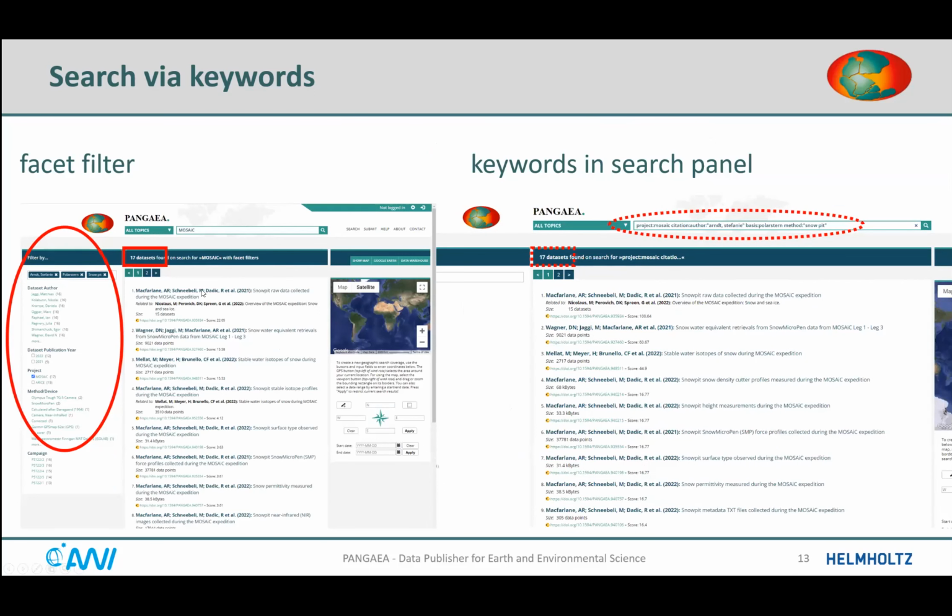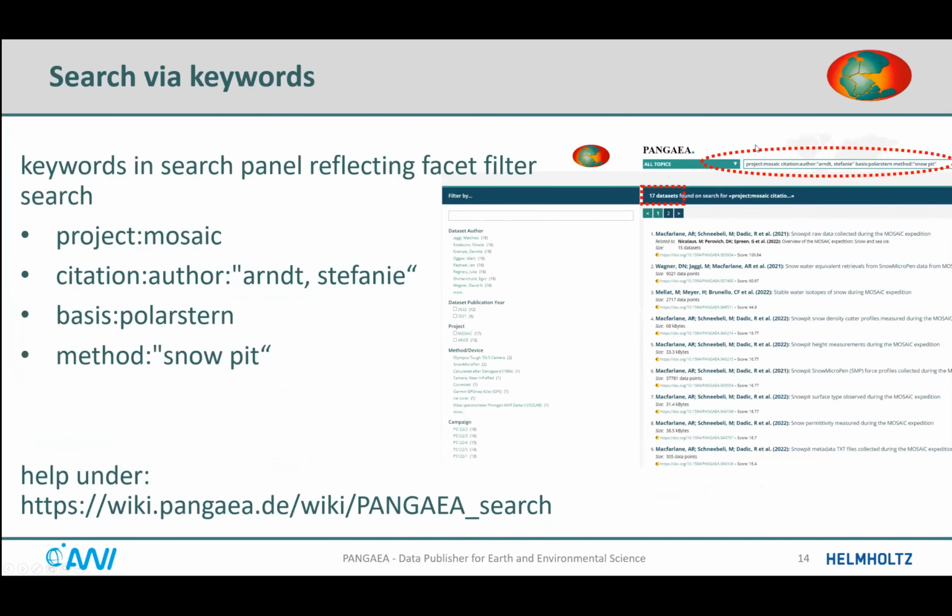That's because in the facet filter, you're not only searching for the word Polarstern anywhere, but you're searching for the word Polarstern in basis. So you can do that specifically also here in the search panel. I know it's a bit small here, so let's zoom in. You can put all the specifications in the search panel, and then you're not only typing Mosaic, but you type project:Mosaic. You're searching for the citation author Arndt Stephanie, the basis Polarstern, and the method Snow Pit. And then you end up with the same result as if you are using the facet filter.